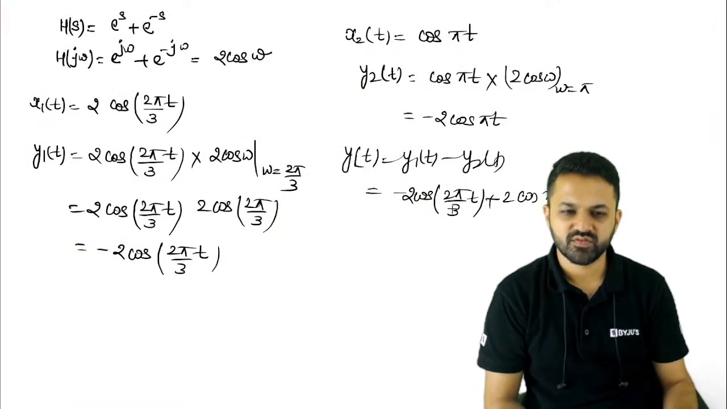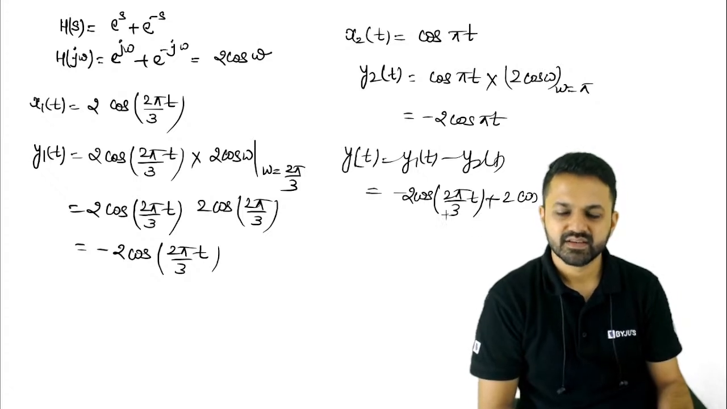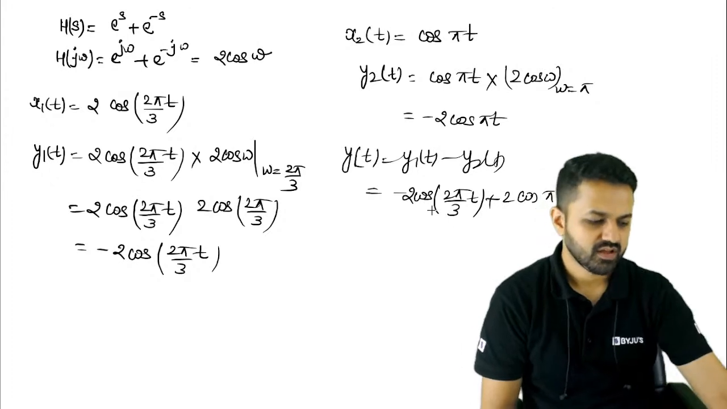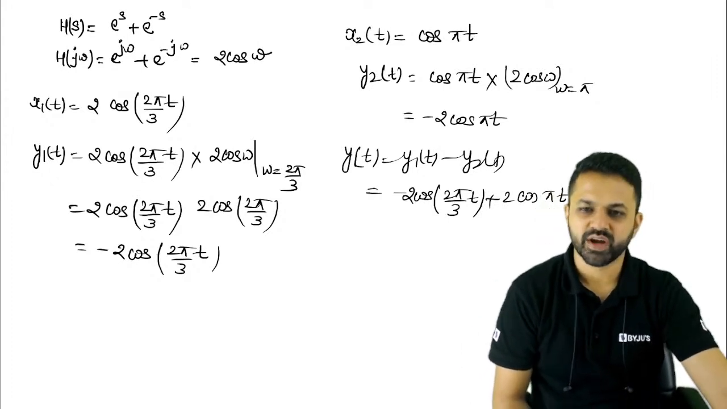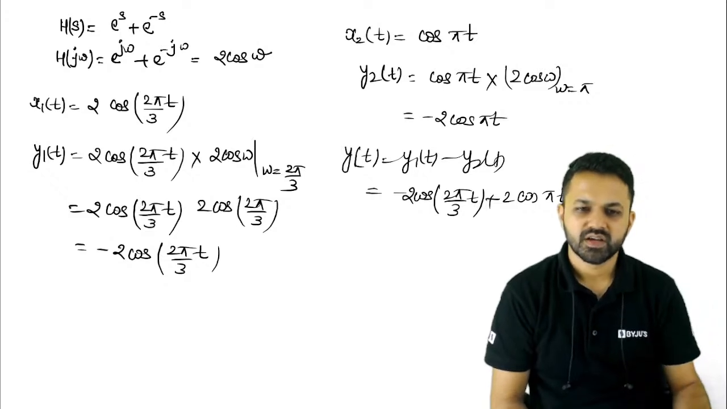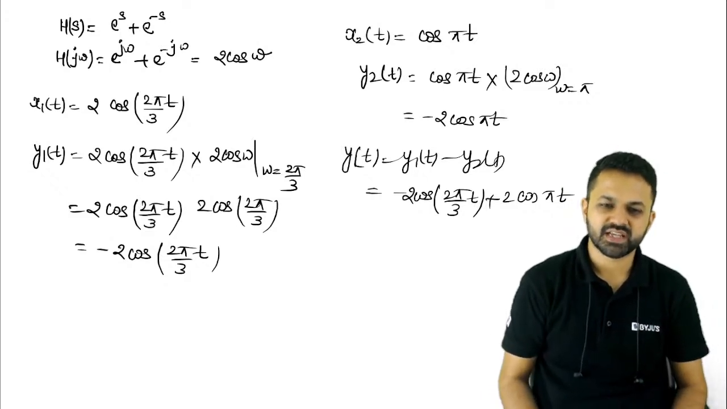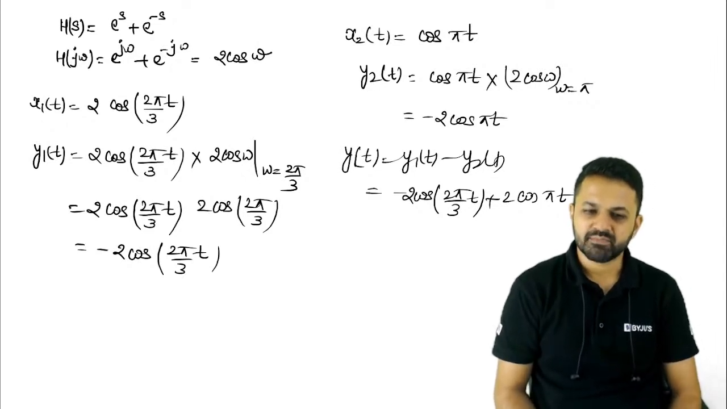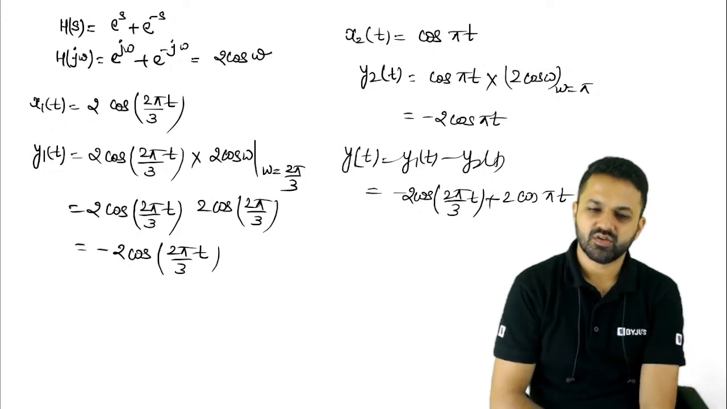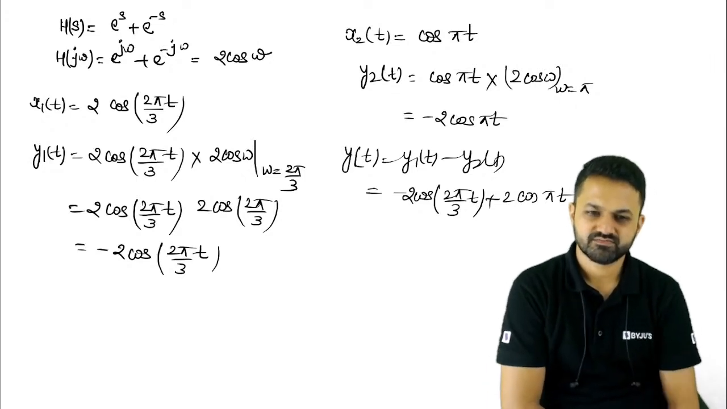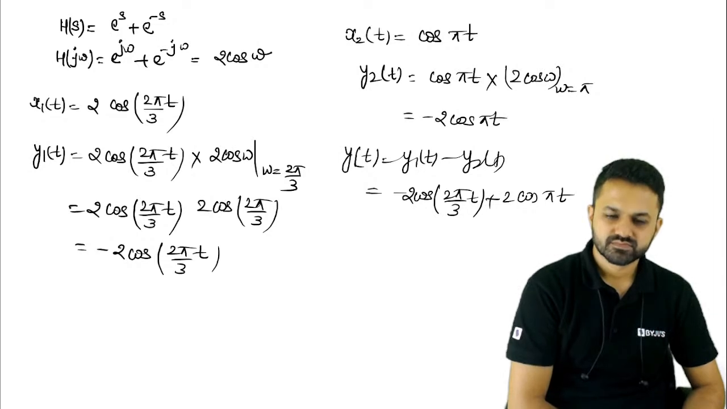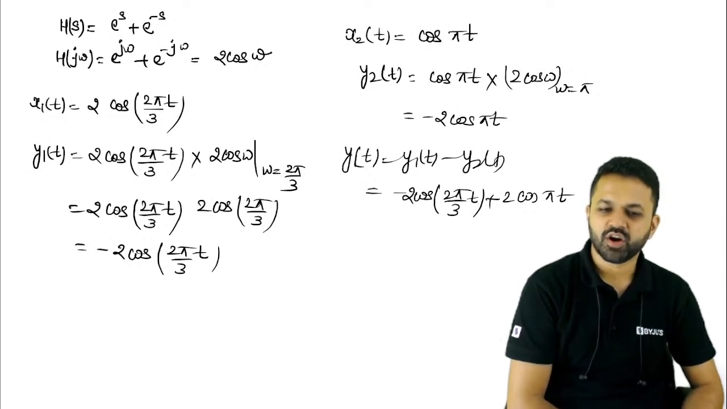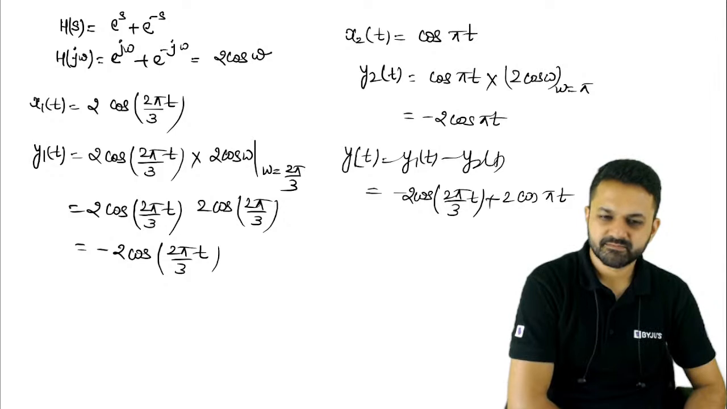Okay, so now we want to calculate the C3. Is it correct up to this point? Are you able to get this? We are getting minus 2 cos 2 pi by 3 t plus 2 cos pi t. So the time period you can calculate. If it is periodic, then only you can represent it.